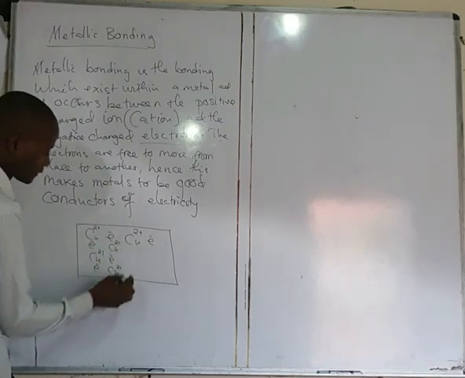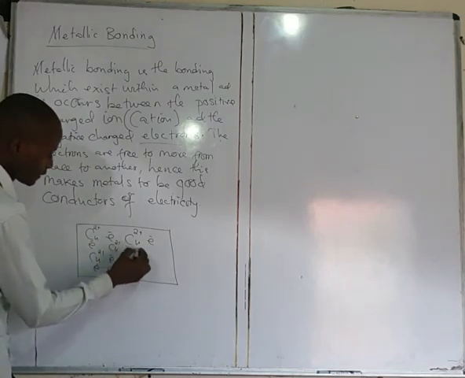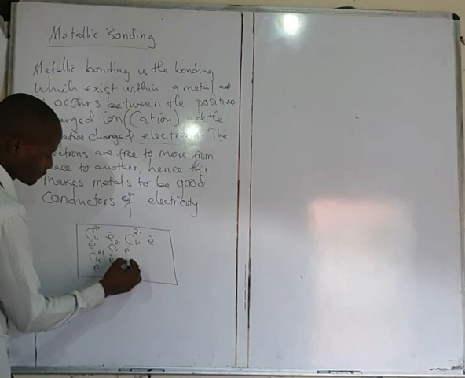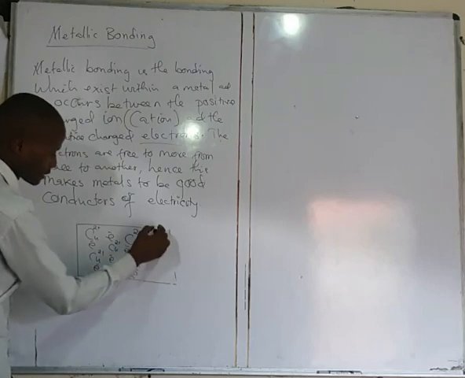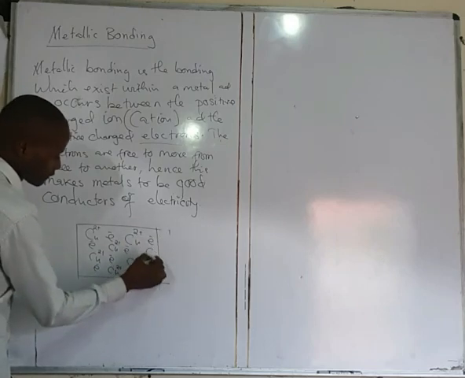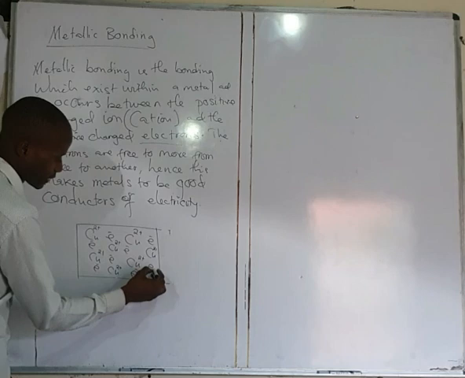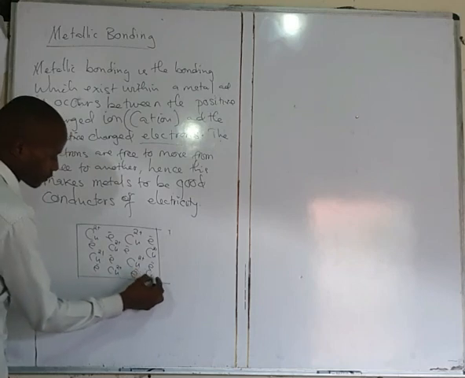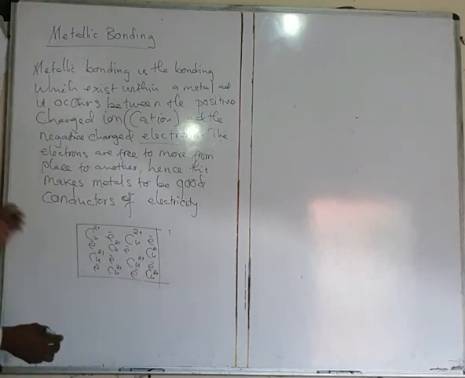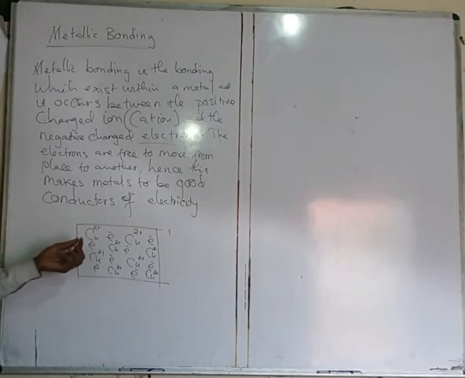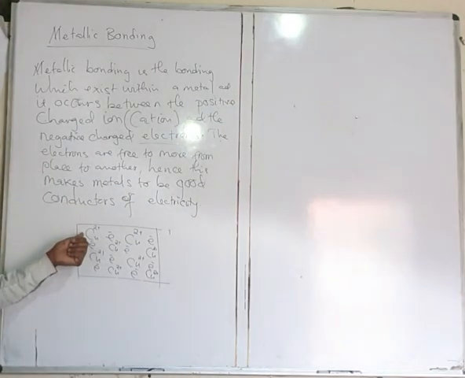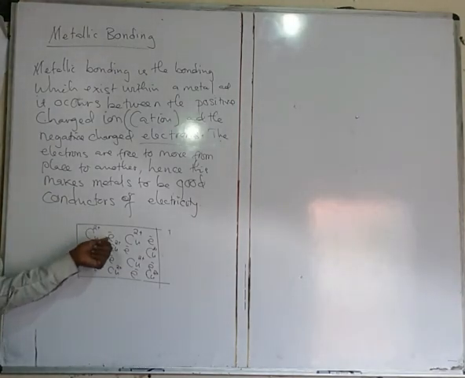Okay, copper 2 plus. We have the electron there, negative. We have the copper 2 plus, we have the electron, negative. Like that, we have the copper 2 plus and the electrons. So this is the bonding within a metal. The bonding which exists between the positively charged ion and the negative electrons.